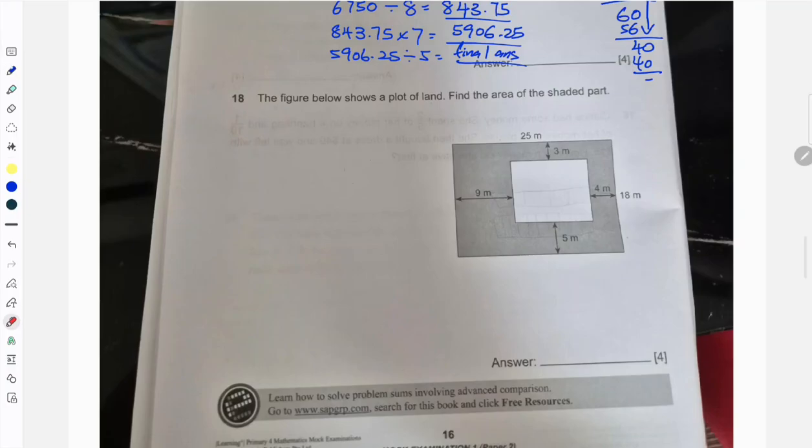Okay, next, last question. This one, so easy. They ask you, find the area of the shaded part, right? You just find what is the big area, then after that you minus the unshaded, right or not? Easy game, right? Okay, so what do we need to do? We do this first. We always calculate the big area first, which is this.